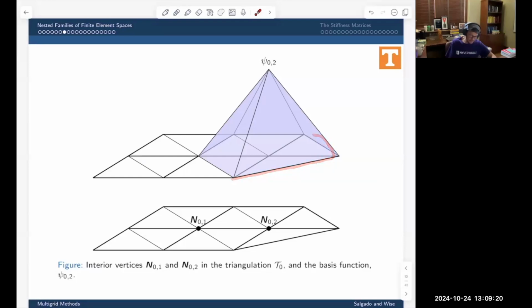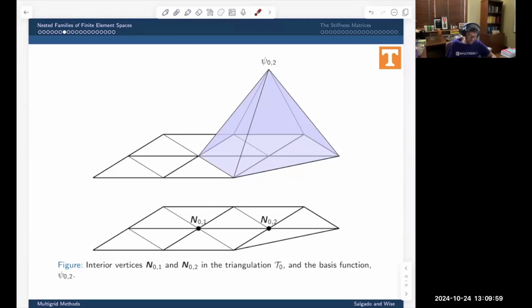This function here is 0 on the boundaries. There's my boundary. It's 0 out here. Now, I'm defining this function to be a function in the space. That means it has to be globally continuous. It's going to be 1 at this node, and 0 at all other nodes, and 0 on the boundary. So this defines a function which looks like this tent, for lack of a better word. Now, it's non-zero precisely on this set of triangles. 1, 2, 3, 4, 5 triangles. And these triangles give us what's called the support of the function.